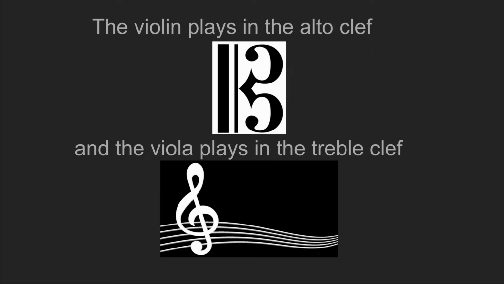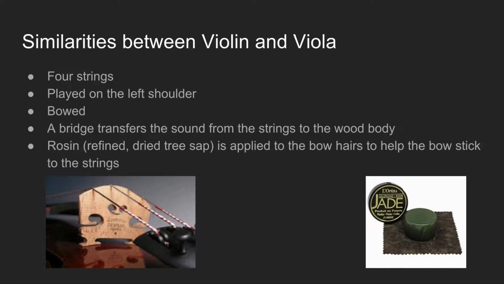The next biggest difference between the violin and the viola is the clef that they play in. The viola plays in the alto clef, and the violin plays in the treble clef. Some of the similarities between a violin and viola are the number of strings. They both have 4 strings.